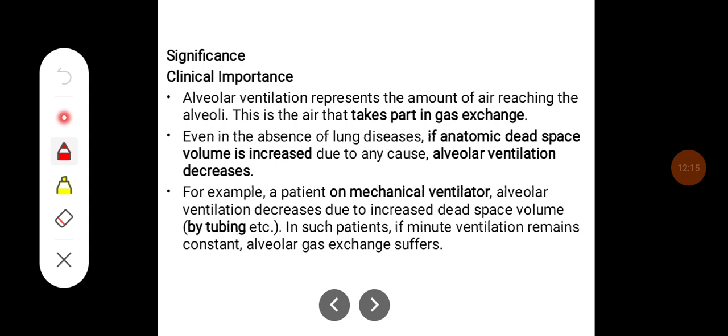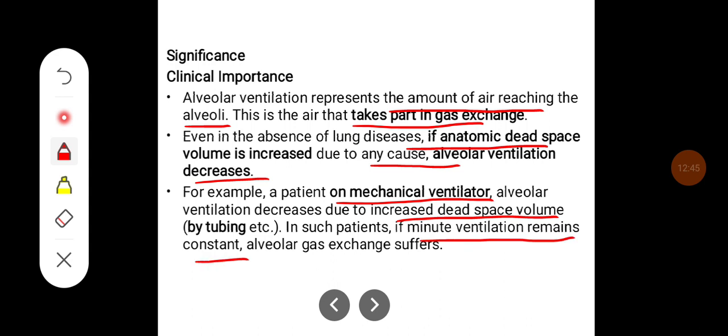Significance of alveolar ventilation. Alveolar ventilation represents the amount of air reaching the alveoli. This is the air that takes part in gas exchange. Even in the absence of lung disease, if anatomic dead space volume is increased due to any cause, alveolar ventilation decreases. For example, in a patient on a mechanical ventilator, alveolar ventilation decreases due to increased dead space volume by tubing, etc. In such a patient, if minute ventilation remains constant, the alveolar gas exchange suffers.